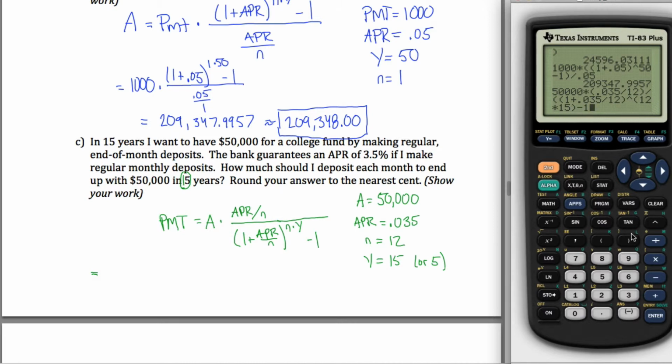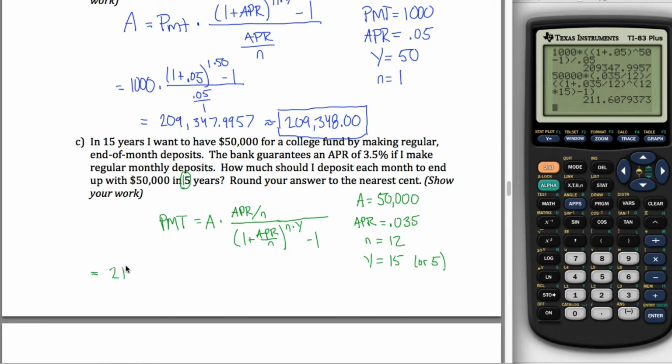Then once I get that answer, I want to subtract 1, which is why I needed this second set of parentheses so that I'll divide by this entire thing. If I hit enter right here, I'll get my answer, $211.61 if I round it off.